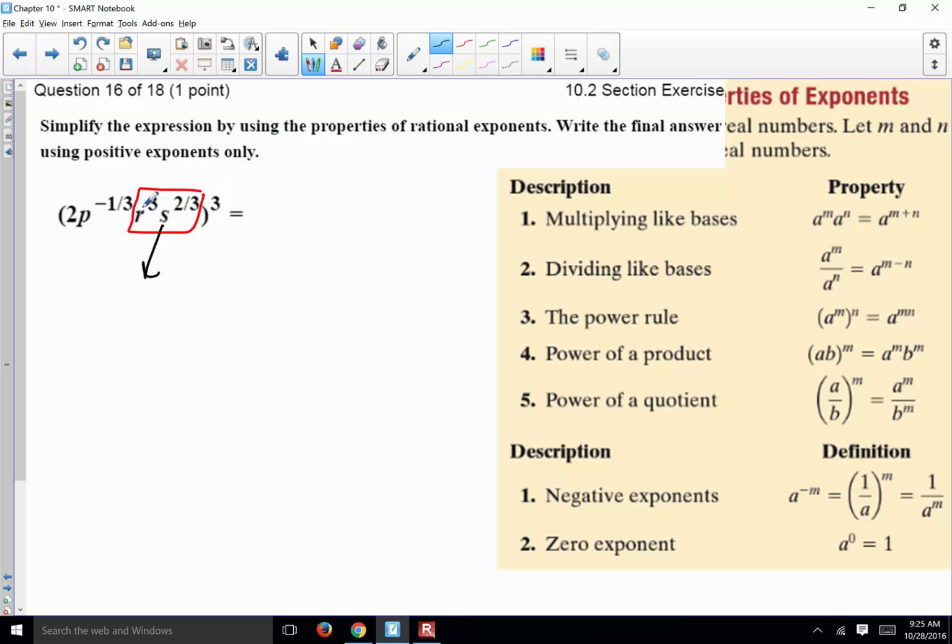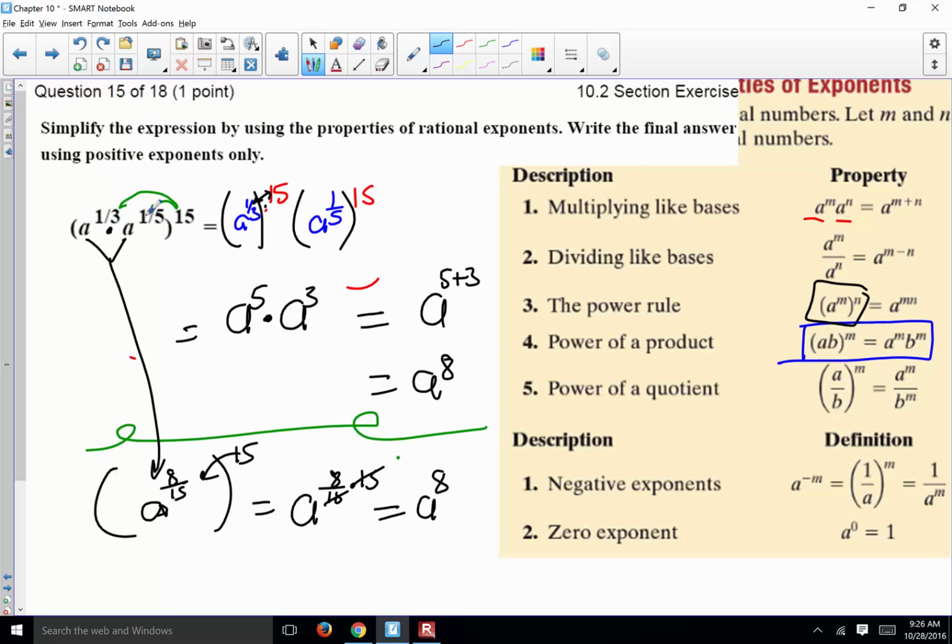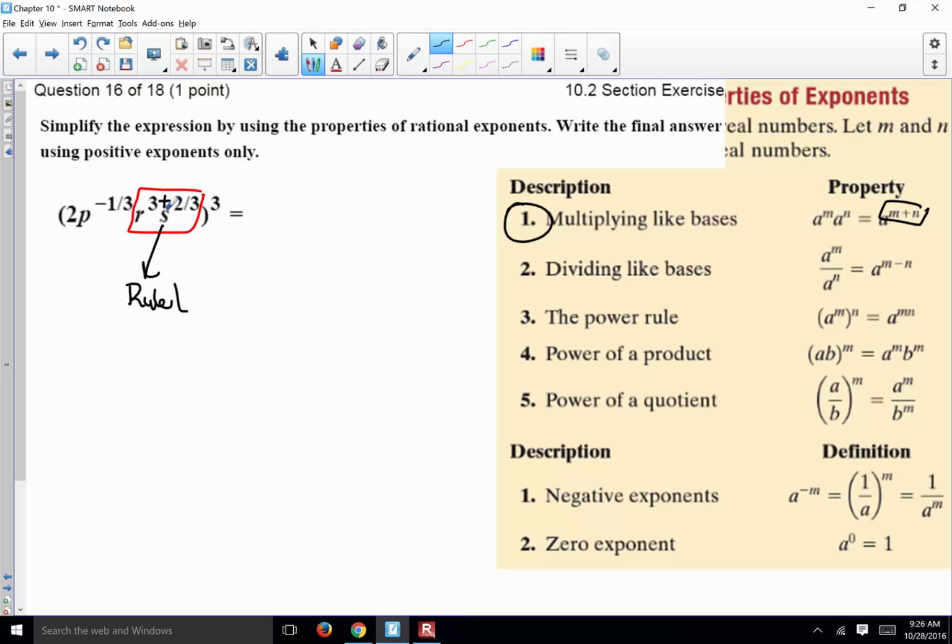Can I do that? Can I add the tops with rule number 1? Rule 1 says simply add the tops. 3 and 2/3. Can I add 3 and 2/3 just like it says here? Can I add the tops and get away with this time? What's the difference? We added here, right? 1/3 and 1/5, we added them. Can I do the same thing and add these two?